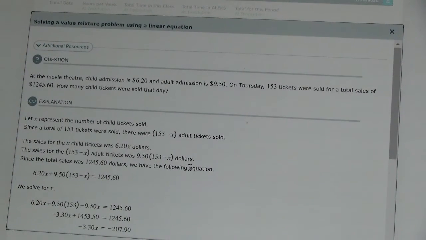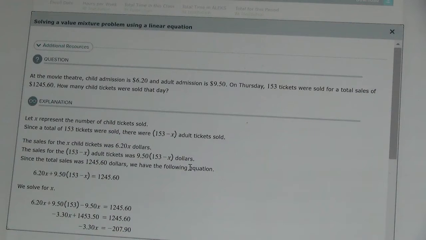All right, I'll go over a couple of these ones that have four numbers. When you're doing these ones, always watch to see what the actual question asks, because one of the numbers should be the total of what the question is talking about. It says at the movie theater, a child admission is $6.20 and an adult admission is $9.50. On Thursday, 153 tickets were sold for a total sales of $1,245.60. How many child tickets were sold that day?